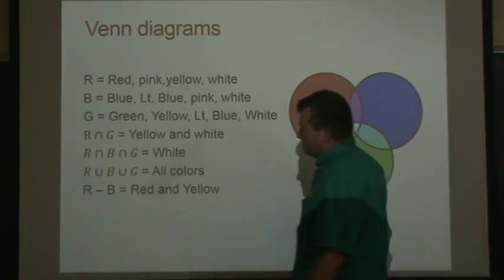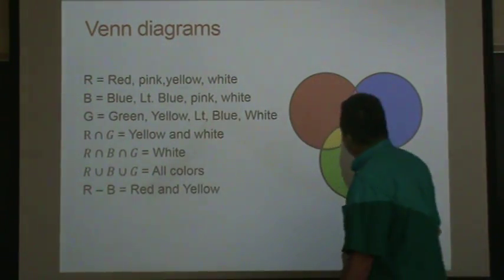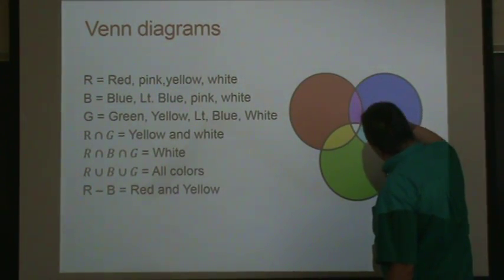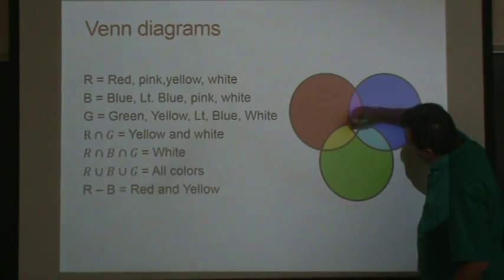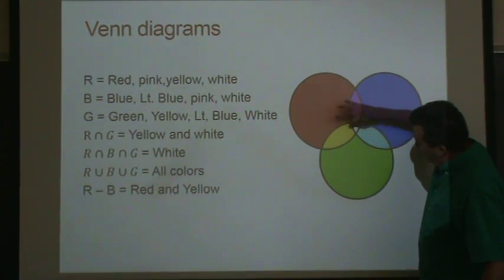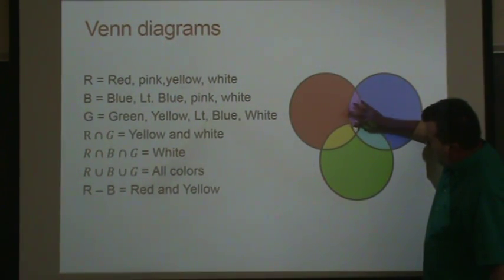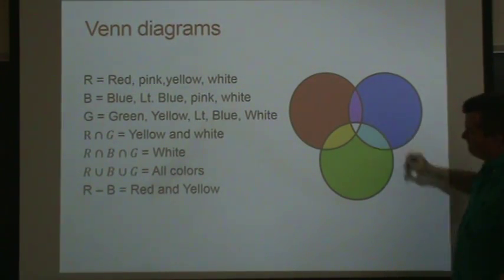And we could also do subtraction. We could say the red section minus the blue section. So the red section is this entire circle, and the blue section is this circle. So the red minus blue would be what's red and the yellow part, but not including the white part, because white members are also in the blue set.